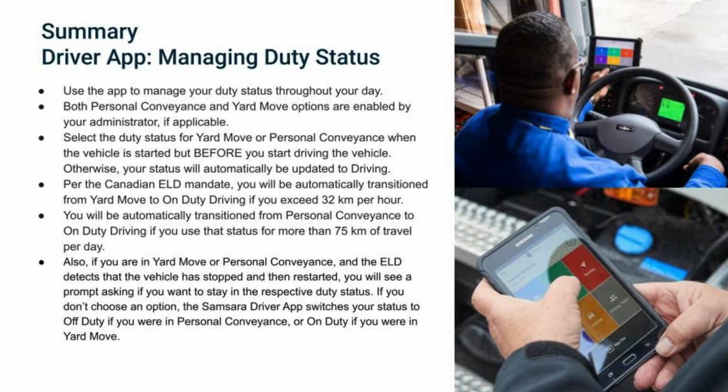Per the Canadian ELD mandate, you will be automatically transitioned from yard move to on-duty driving if you exceed 32 kilometers per hour. You will be automatically transitioned from personal conveyance to on-duty driving if you use that status for more than 75 kilometers of travel in a day.